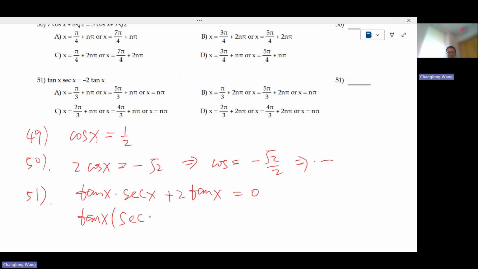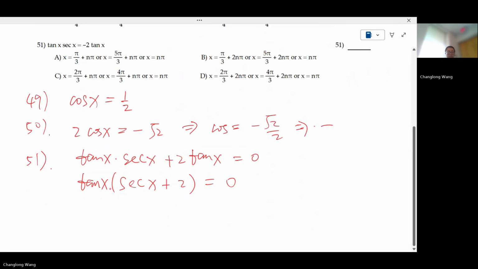You have secant x plus 2 equal to 0. So now you realize, oh, this is a zero product, right? Of two expressions. According to the zero product rule, the only way it works is to have either tangent x equal to 0, right? Or secant x plus 2 equal to 0.